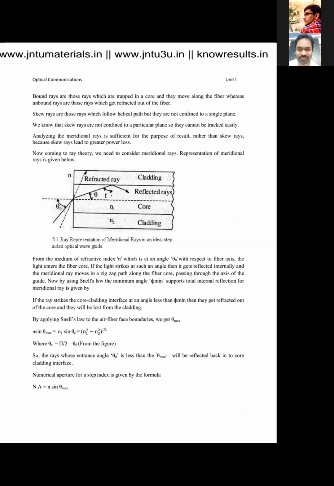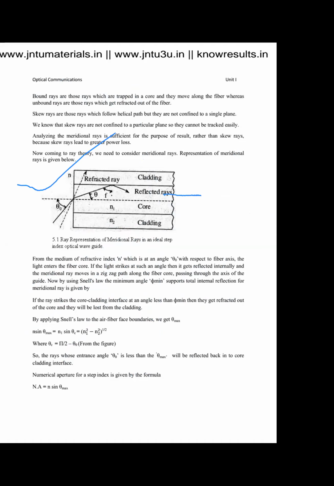For that purpose, we need to consider the following figure. See, this dotted line indicates the axis of the optical fiber. What does it contain? This is core, this is cladding, this is core again, this is cladding. Here, reflected rays means total internal reflection is taking place there. The refractive index of core is n1, the refractive index of cladding is n2. The condition is always n1 should be greater than n2 only.